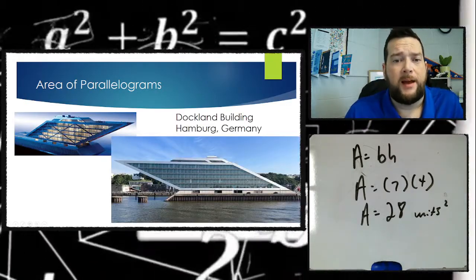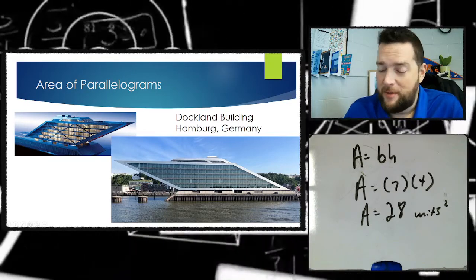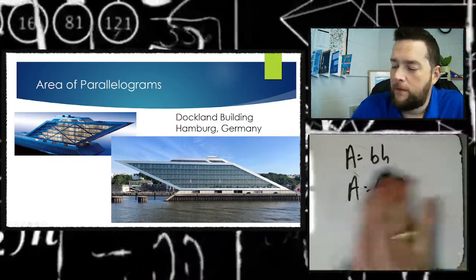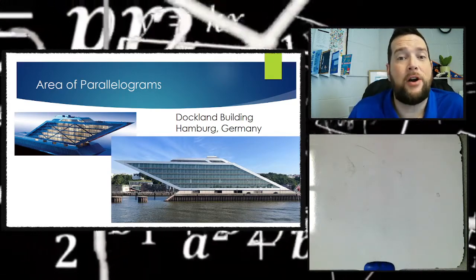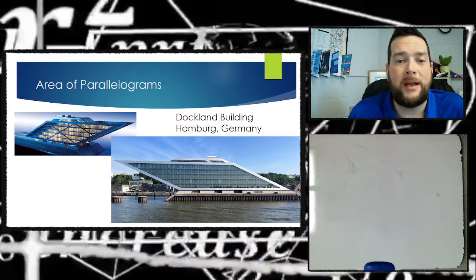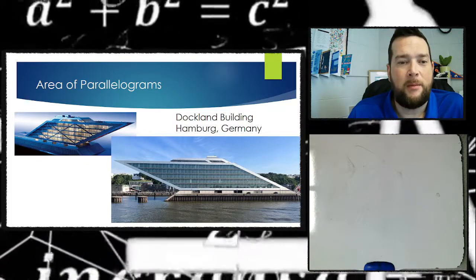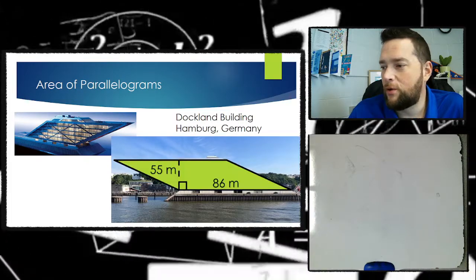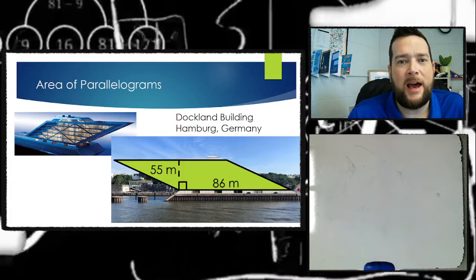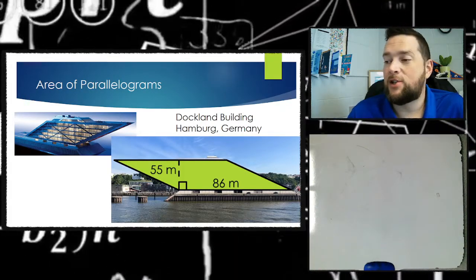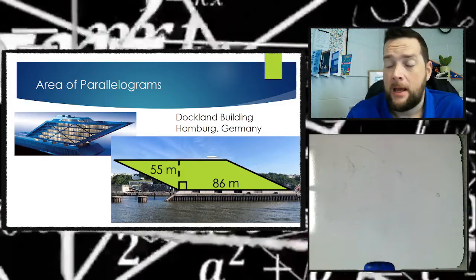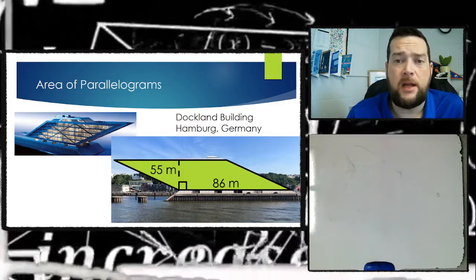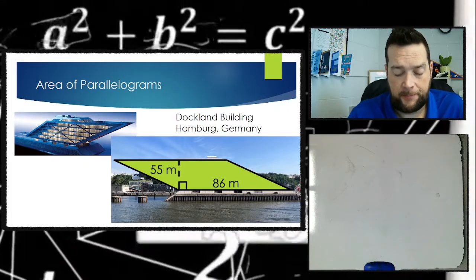Try this one, except this one, I haven't given you the dimensions yet. I've got a building here from Dockland. It's the Dockland building in Hamburg, Germany. The architect wanted to make a parallelogram, so it's really pretty cool. So these are the dimensions now of one of the sides. And so what I want to do is just find the area of one of the sides. So you've got that. I want you to pause the video and see if you can do it yourself.